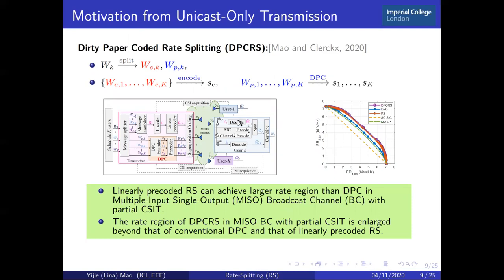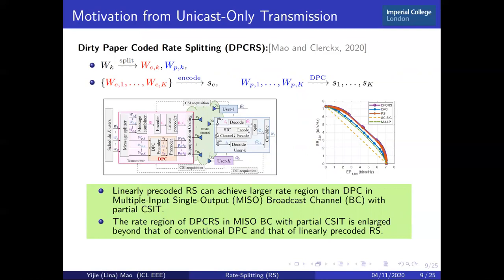In the unicast-only transmission, where each message is only intended for a single user, we propose this dirty paper-coded rate splitting scheme, where the message of each user is split into two parts, and we use dirty paper coding to encode the private parts and the superposition coding for both the common and the private strings. And we have shown through the numerical results that dirty paper coded rate splitting, which is the purple curve here, is able to outperform the two conventional architectures, MULP and the DPC, as I mentioned previously.